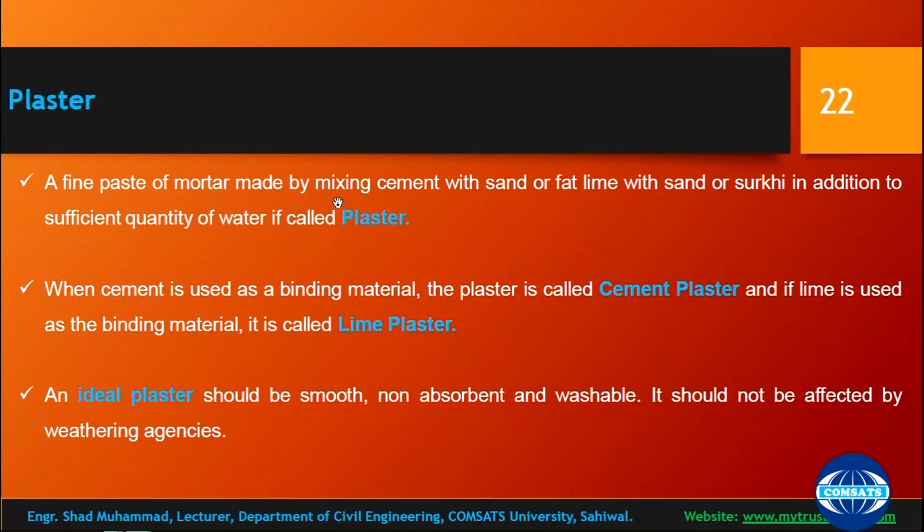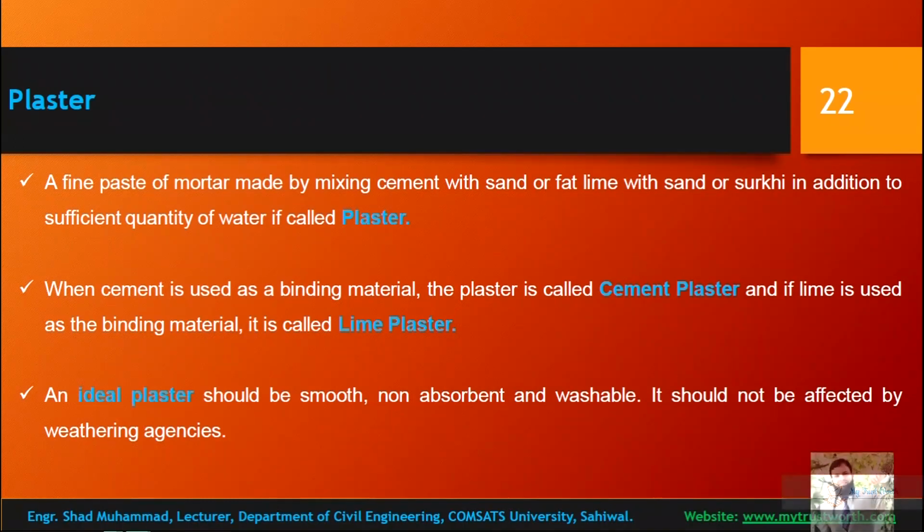A fine paste of mortar made by mixing cement with sand, or fat lime with sand or surkhi, in addition to sufficient quantity of water, is called plastering. There are two basic ingredients in plastering: a binding material and sand. In binding material there can be three different types. It can be cement, it can be lime, any type of lime, and it can be surkhi.